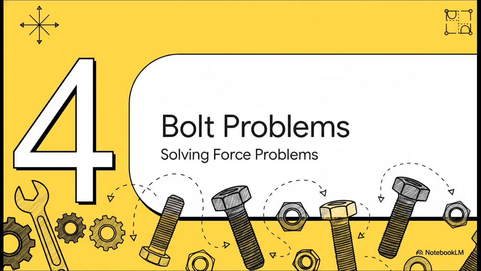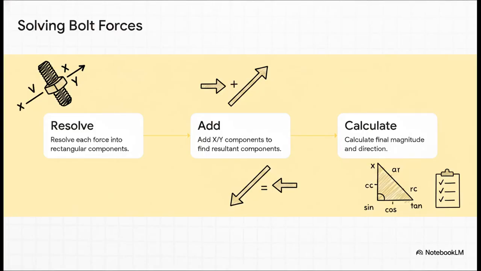We've made it to the main event, Section 4, Solving Bolt Force Problems. This is where we apply everything we just talked about to actual step-by-step engineering scenarios. Let's recap the strategy specifically for these bolt problems so you have a solid mental map. First, resolve each force on the bolt into its rectangular components. Next, add your x and y components together to find the resultant components. Finally, use trig to calculate the final magnitude and direction. Keep this three-step checklist in mind as we tackle our first big scenario.